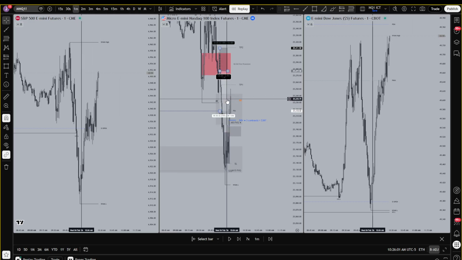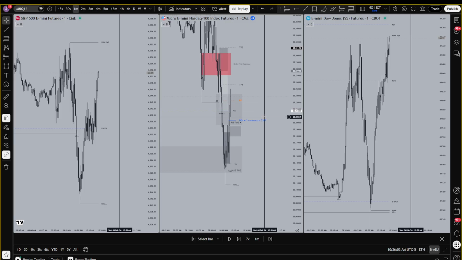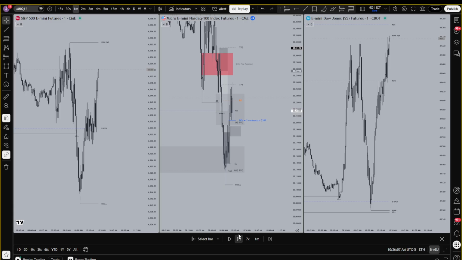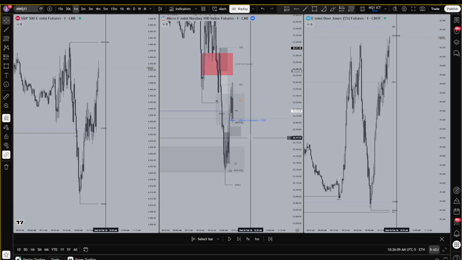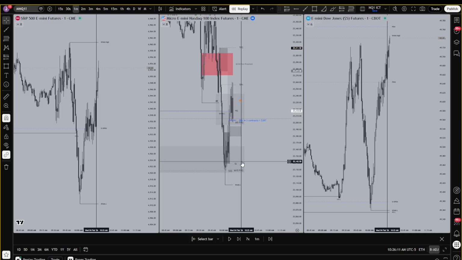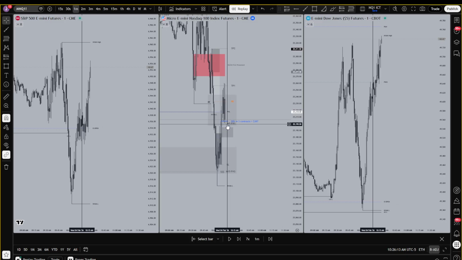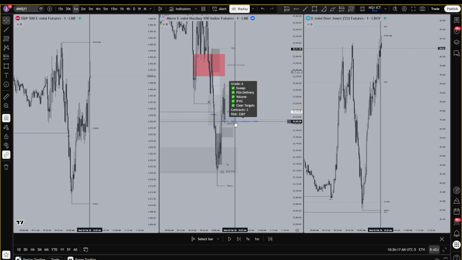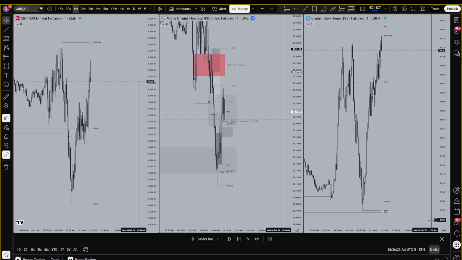You would have went break even at this internal unmitigated fair value gap right here, TP1, TP2, and you can see that you would have been break even on this trade, unfortunately, and then it would have ran to TP1. But this is good though. I wanted to show you that this was an A setup, and it could have potentially played out, but unfortunately, this was just a break even for today.